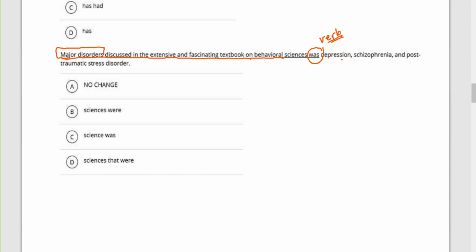Here, and I'm gonna go for this, Amr. Major disorders, this is the main subject. Discussed in the extensive and fascinating textbook on behavioral sciences, this is a modifying phrase, write it down, Amr. So it's not a verb, by the way. So if all this is a modifying phrase, we'll go for what? Major disorders were. You got it? So we have to go for B. Clear?